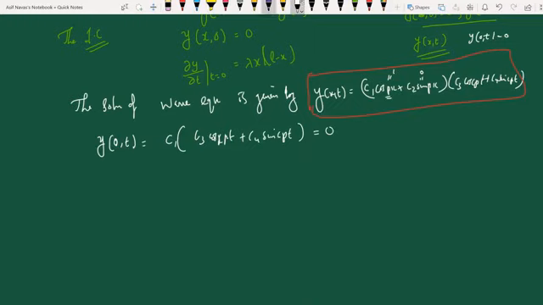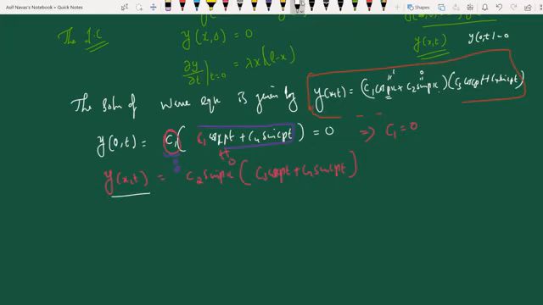Now, this equal to 0 means either c1 is equal to 0 or the other factor is equal to 0. So this is a product of two functions. Now, if the second quantity is equal to 0, then y of x, t becomes 0. But that is not the case, then we will get a trivial solution. So this can't be zero. So the only possibility is c1 equal to 0. Then y of x, t can be written, with c1 as 0, as c2 sin px into (c3 cos cpt plus c4 sin cpt). Okay, so this is the equation.